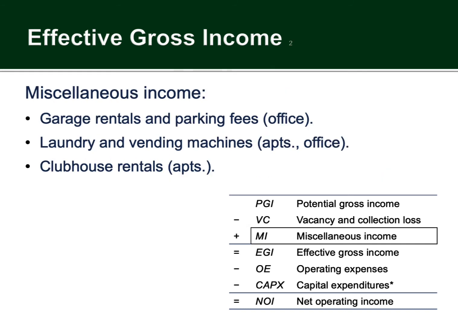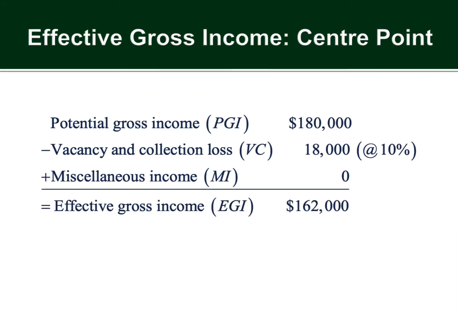And as mentioned, miscellaneous income might include laundry income. It might also include income from renting out parking spaces, vending machines, maybe renting out the clubhouse in an HOA for special events. These sorts of relatively minor things that happen to generate income, that gets added back. And in this case, our example office property, there's no miscellaneous income, which is kind of typical for an office property. So we have $180K in potential income, less 10% of that, $18K because of expected vacancies.